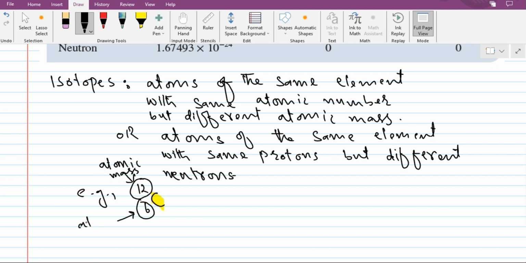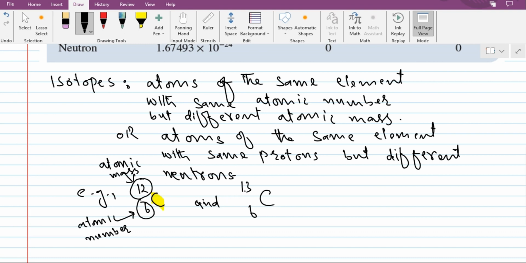This is the atomic number, or protons. Now, if I say C6 and 13, you can easily compare. These are the same element. Why is their symbol the same? Because both belong to carbon.